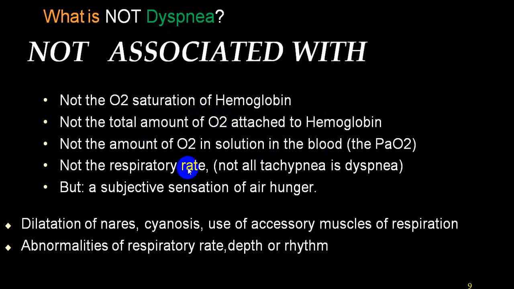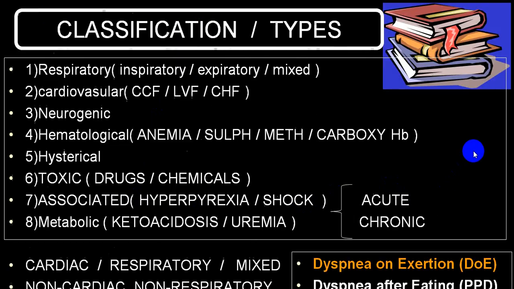It is not the respiratory rate, but it is a subjective sensation of a person making an effort for increasing the oxygen concentration. In that, there may be dilatation of nares, or nasal flaring, cyanosis, and accessory muscles of respiration may be working. There may be abnormal tachypnea or hyperpnea, that is, depth is increased, or there may be abnormal rhythm. Indirectly, hemoglobin concentration and oxygenation of hemoglobin do not mean dyspnea, but dyspnea is described as a subjective sensation of difficulty in breathing or awareness of breathing.